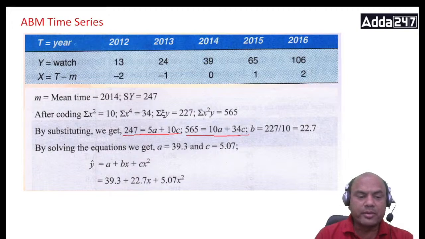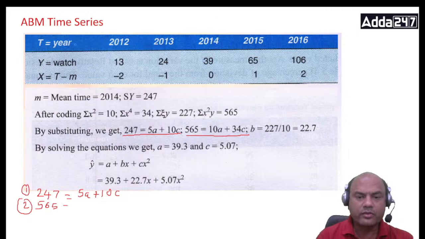So let me mark this. 1 equals 247 equals 5a plus 10c. Okay. And 2 equals 565 equals 10a plus 34c. So now what do we have to do?